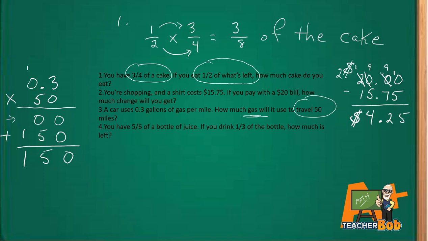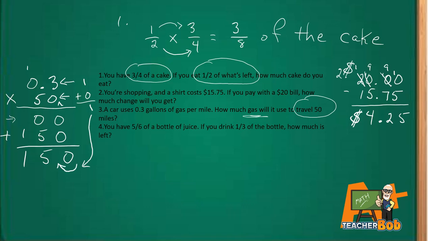Then after we have an answer down here, we go back up and we take a look at the numbers that we multiplied, and we see how many numbers there are to the right of the decimal. Well, if we look at 0.3, there's only one number to the right. And with 50, the decimal, if you don't see it, is after the last number. So there's no numbers to the right of the decimal. So how many numbers altogether to the right of the decimal? 1.